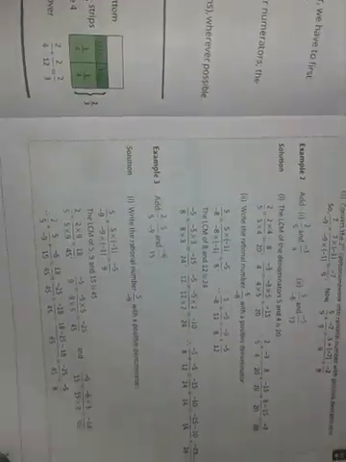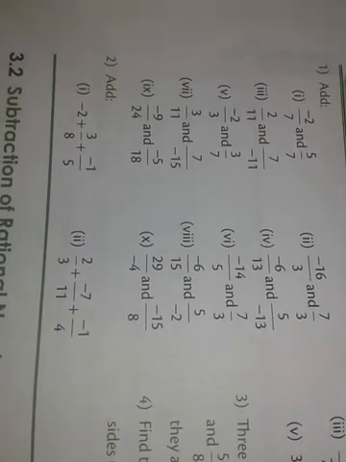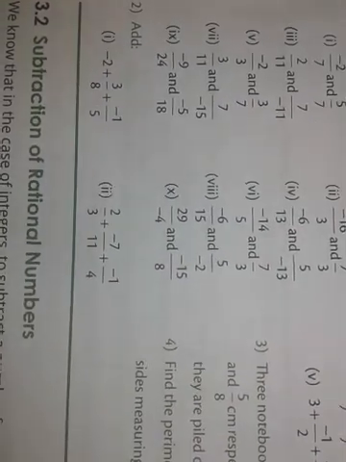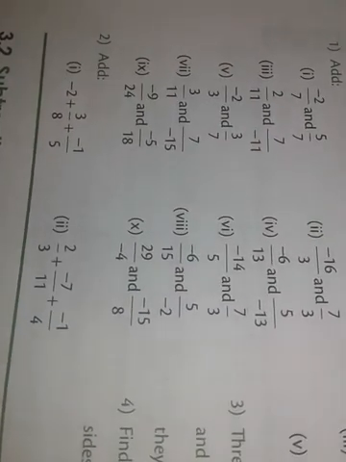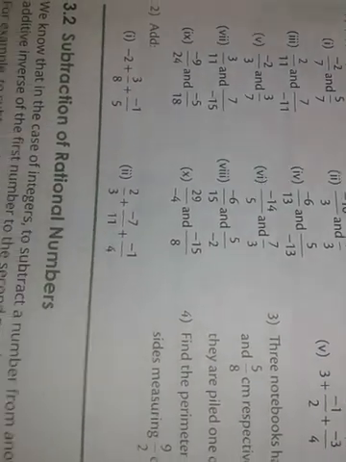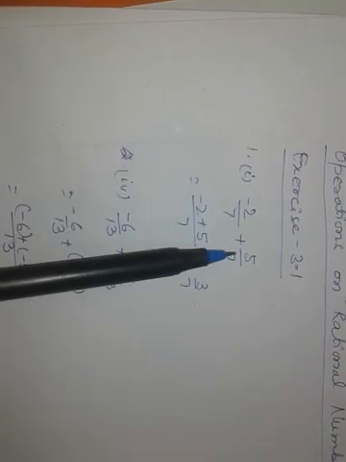So we start exercise 3.1. One thing we have to keep in mind is how to add and subtract. I think you have studied this in fractions also in your junior classes. So first we go with question number 1: minus 2 by 7 plus 5 by 7.